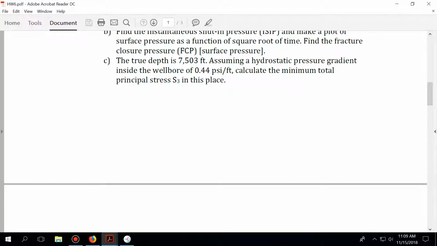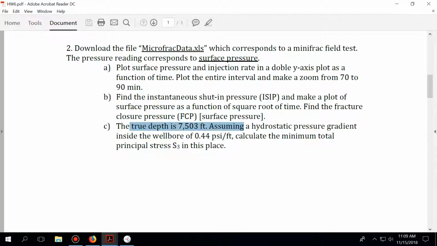So here you have the opposite of what you saw before. The pressure reading that you're going to read from that file is a surface pressure reading, okay? But I want you to calculate the minimum principal stress. That's the whole objective of this kind of test, to calculate the minimum principal stress. So in addition to that fracture closure pressure that you measured on surface, you need to add the column of the fluid. And the column of the fluid in this case, you're going to have to calculate with this pressure gradient. You add that one to the surface pressure and you get the bottom hole pressure, which is actually your minimum principal stress.